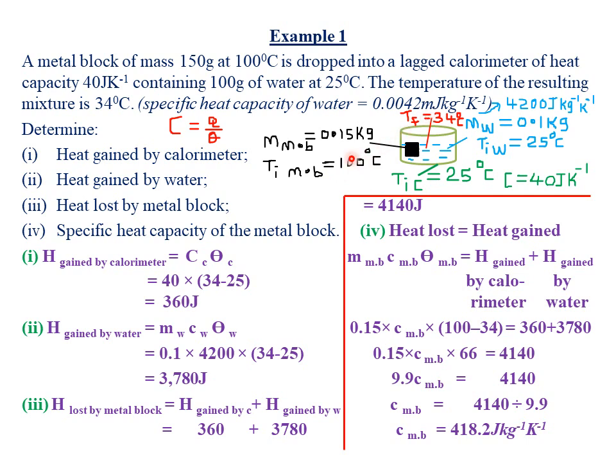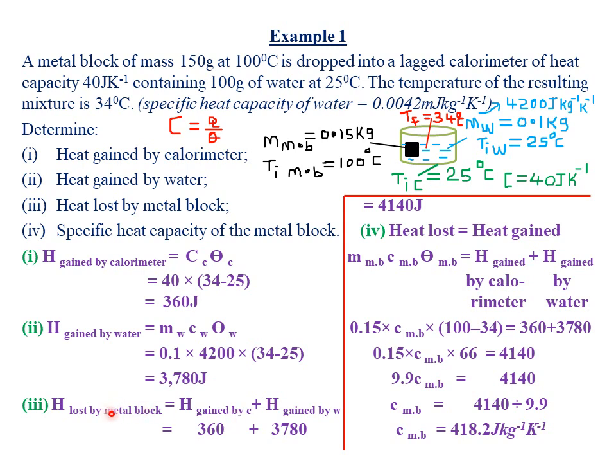So the initial temperature for the metal block was 100 degrees Celsius, so it lost heat down to the final temperature of 34 degrees Celsius. From the law of conservation of energy, all the heat that is lost must be equal to all the heat that is gained.